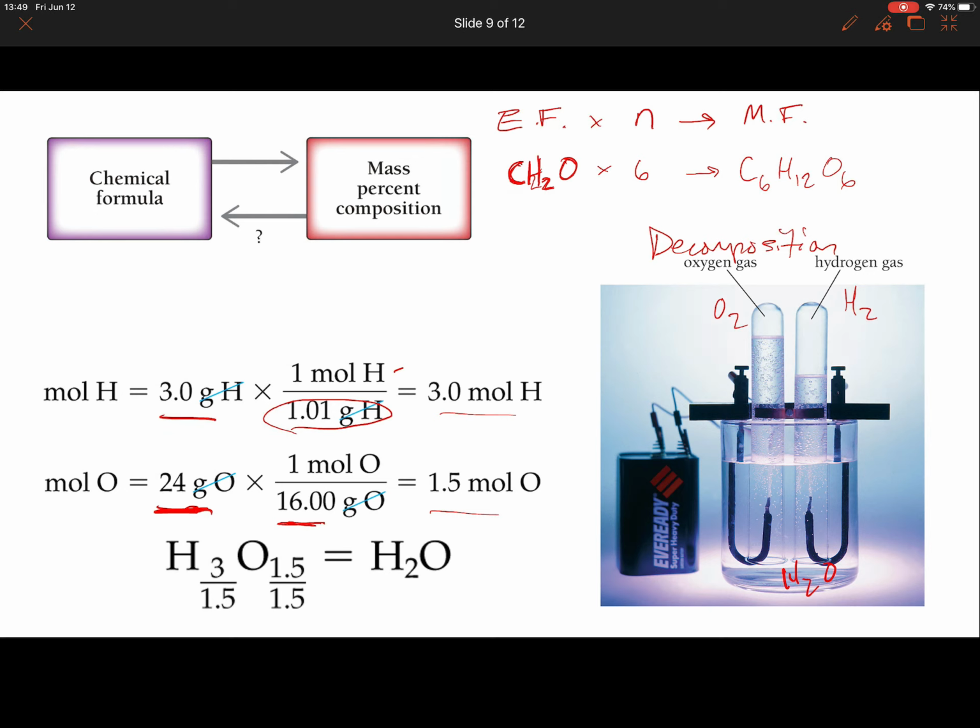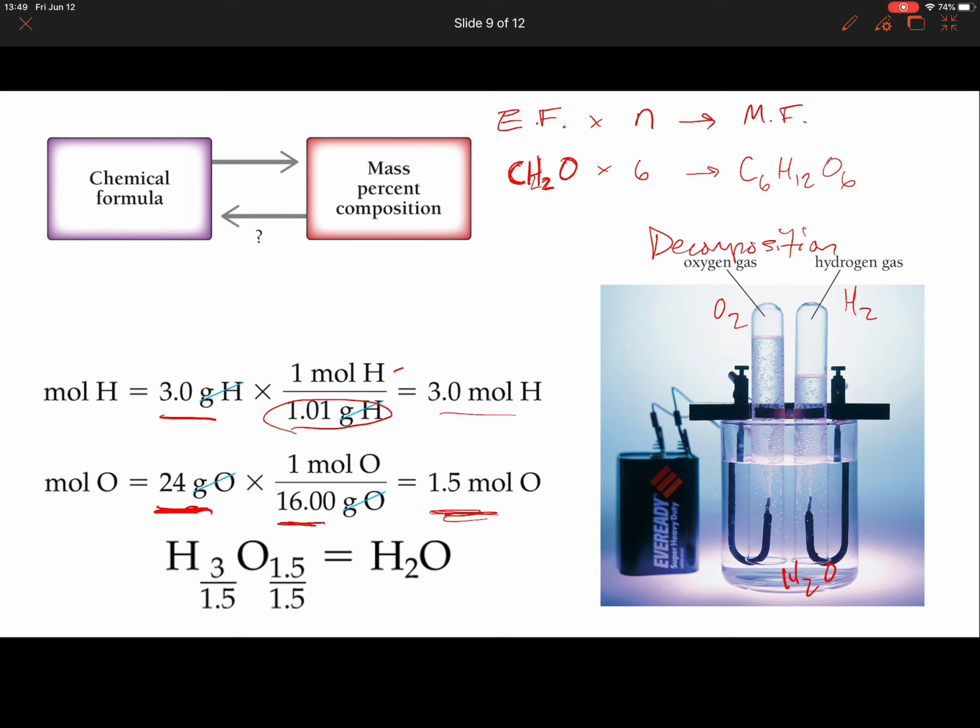Once we know how many moles of each we have, if there's a whole number already, if these are whole numbers, then we're at our empirical formula. But these are not whole numbers, right? We can have 1.5 moles of oxygen, that's fine. But we can actually do a little trick here that'll get us to the real empirical formula. And that is, we can reduce these.